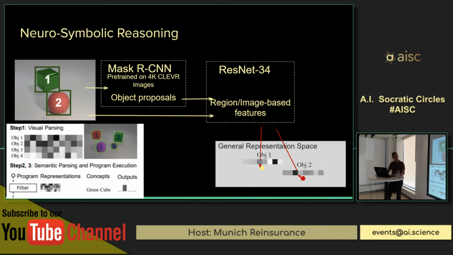To make the execution differentiable with respect to the visual representations, they represent the intermediate result in a probabilistic manner. A set of objects is represented by a vector, as an attention mask over all objects in the scene, answering your question. Each element of the mask denotes the probability that the i-th object of the scene belongs to the set.